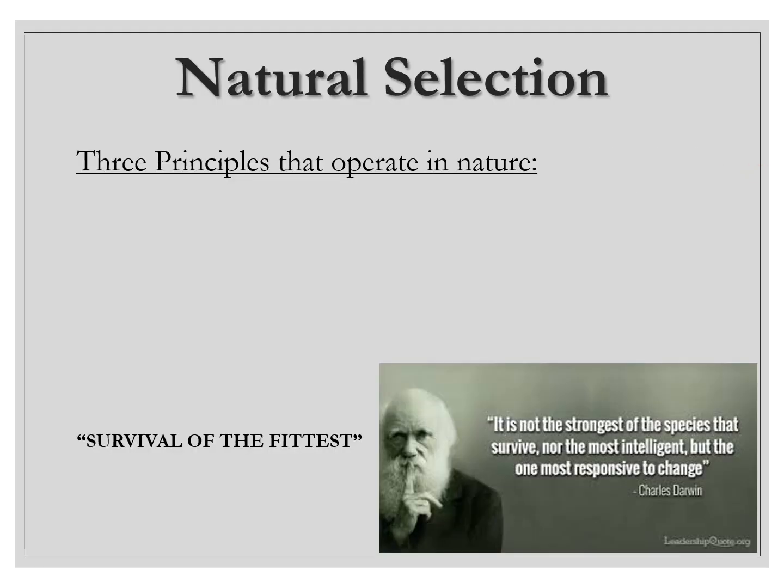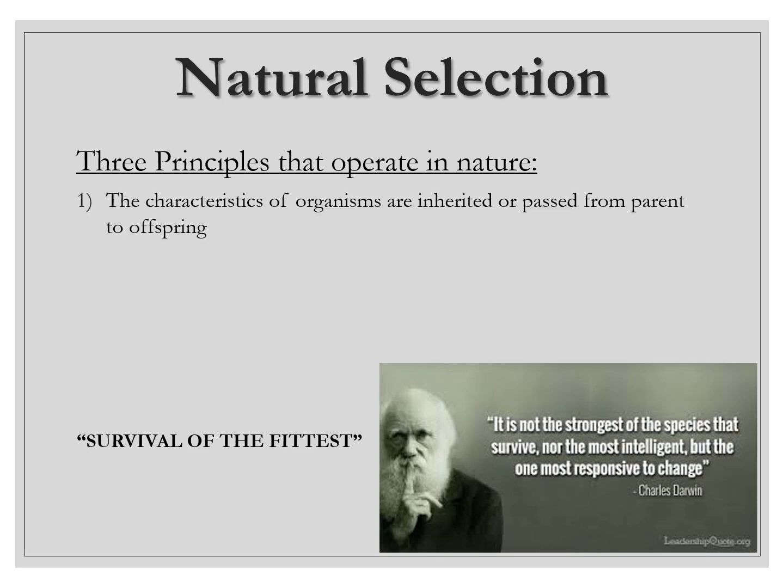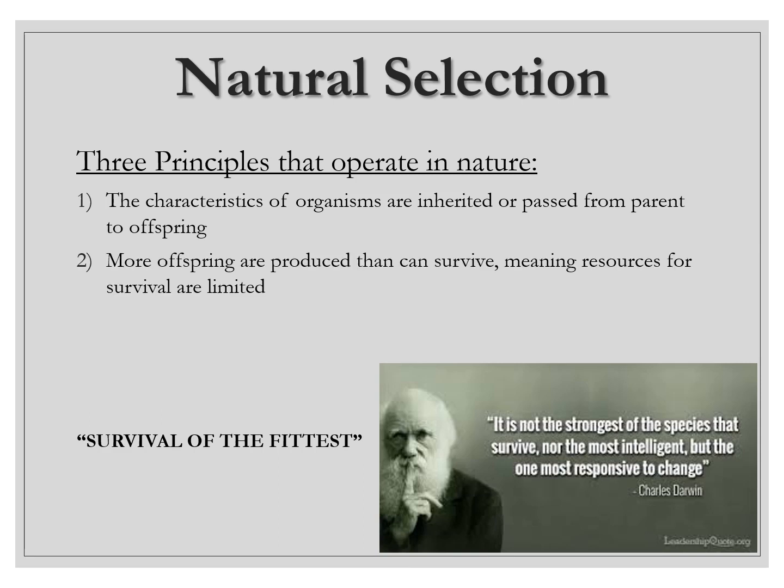So let's dive a little deeper into natural selection. There are three principles that operate in nature. The first one is that the characteristics of an organism are inherited, or passed down, from the parent to the offspring, right? So that genetic information was passed down from the parent.